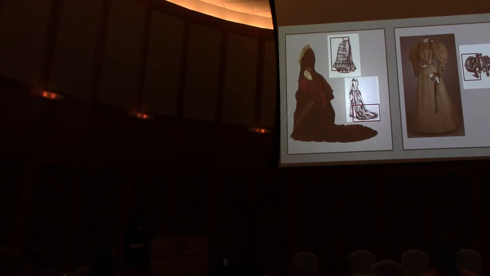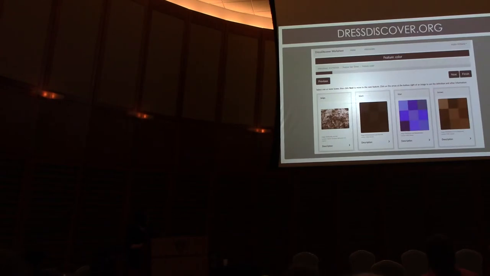Many kinds of artifacts in our collections would really benefit from this approach. So I'm showing you historic clothing here today, but think of it in terms of any other kinds of visual collections you might have at your institutions. My colleague has been developing a prototype of this web app at restdiscover.org, and it's designed as a worksheet. You work through a series of screens with different features for different types of objects.